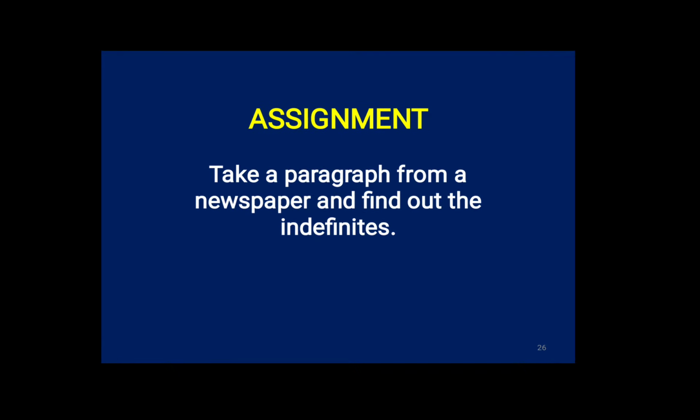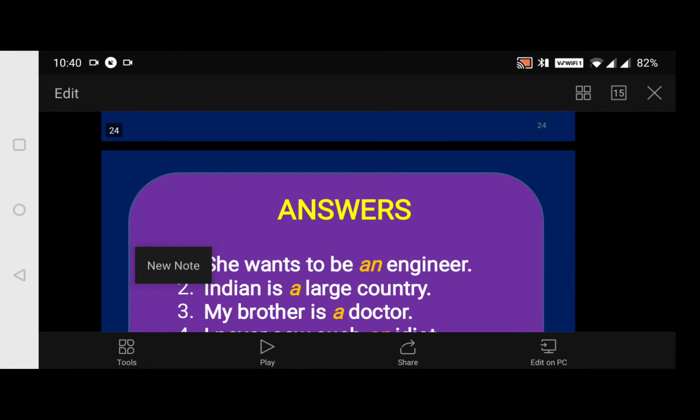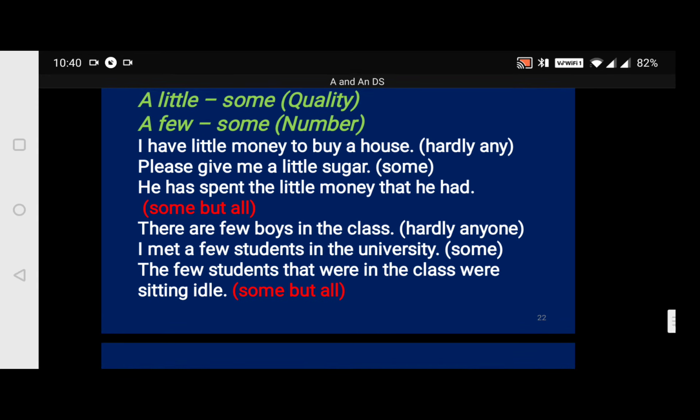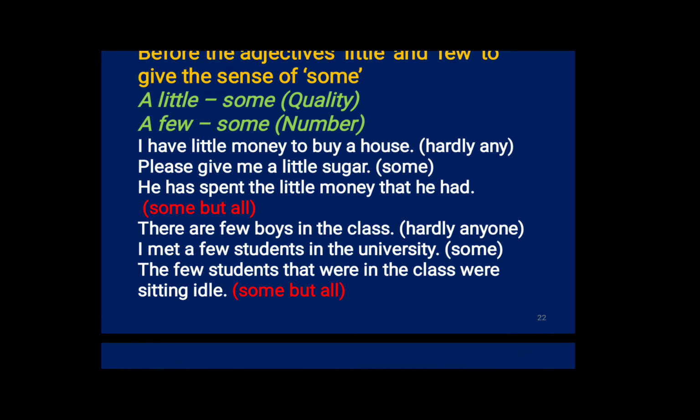So here, take a paragraph from a newspaper and find out the indefinite articles. You choose any newspaper and any paragraph, but there you will definitely find many indefinite articles like a or an. Wherever you have found them, make a note of it and submit to me by next Monday. Before that, let me share with you some examples.